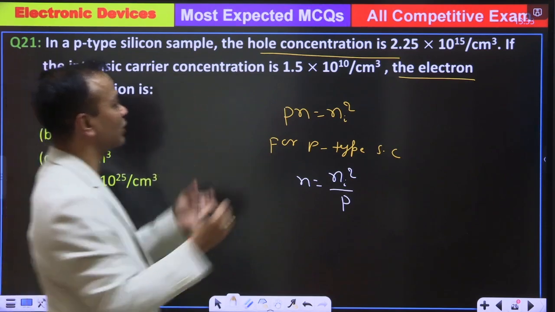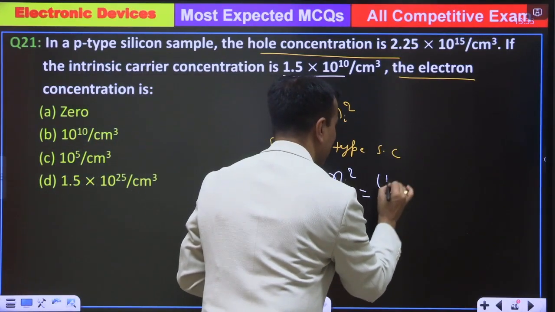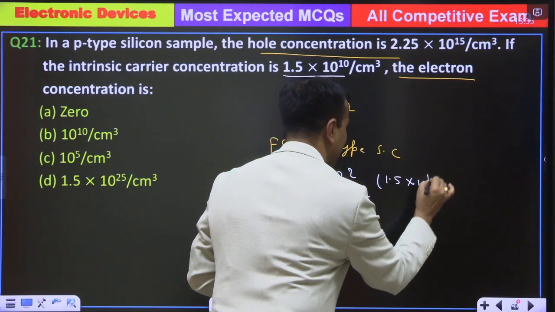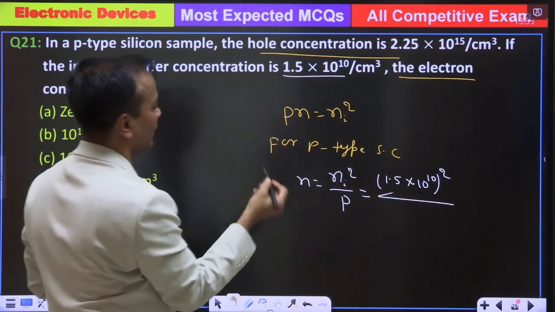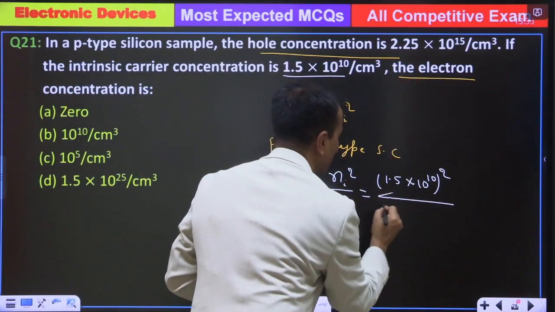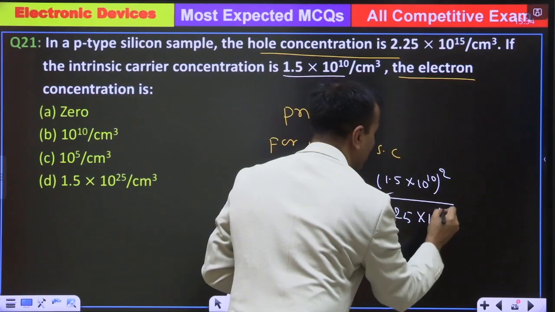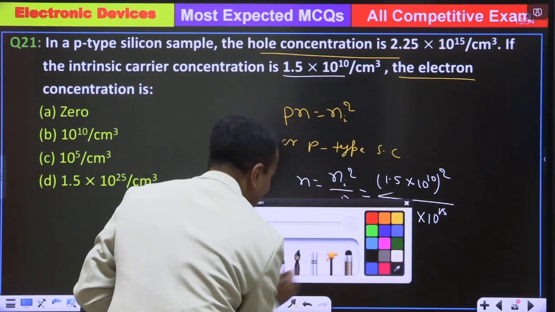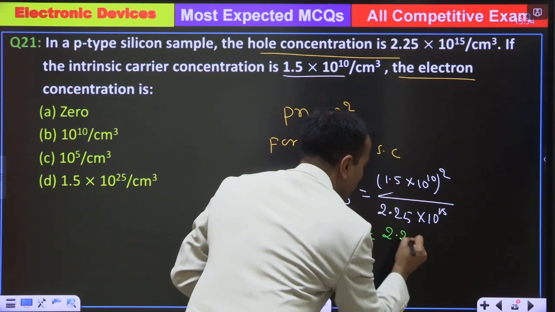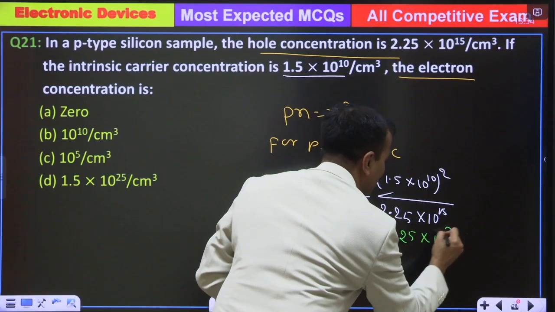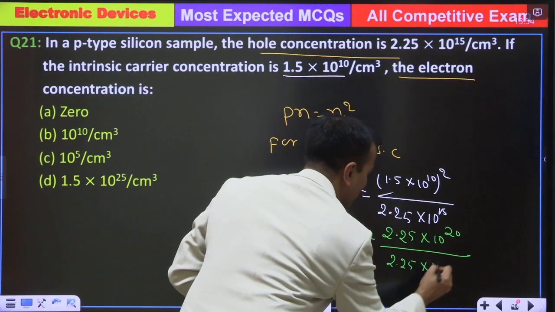Here the Ni value is 1.5 × 10^10. So we calculate (1.5 × 10^10)² divided by the P value, the hole concentration, which is given as 2.25 × 10^15. The numerator will be 2.25 × 10^20, divided by 2.25 × 10^15.